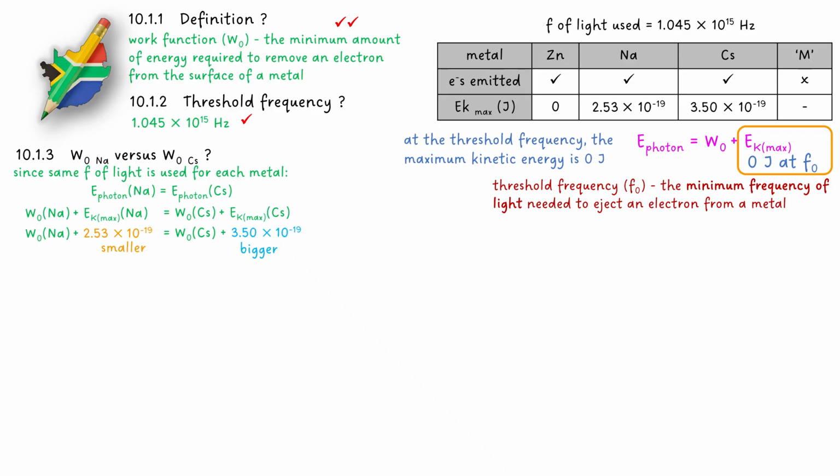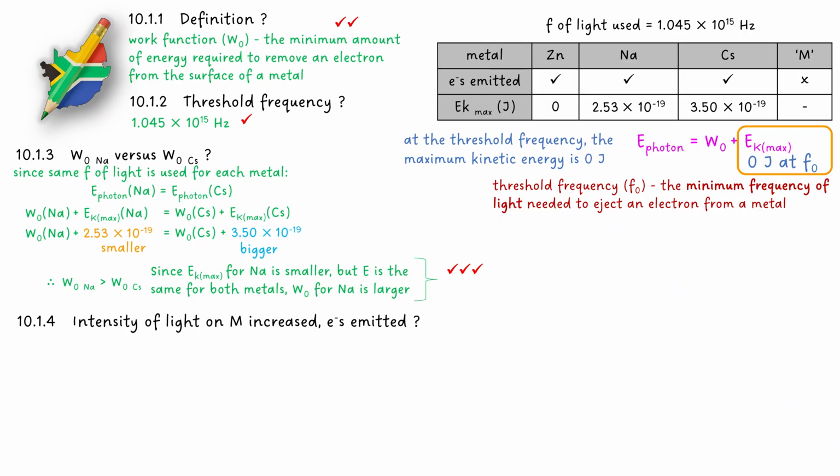But from the table, sodium has a smaller maximum kinetic energy with the given frequency of light used. And since the energy of the photons used is the same for each metal, this means that the work function of sodium is larger.